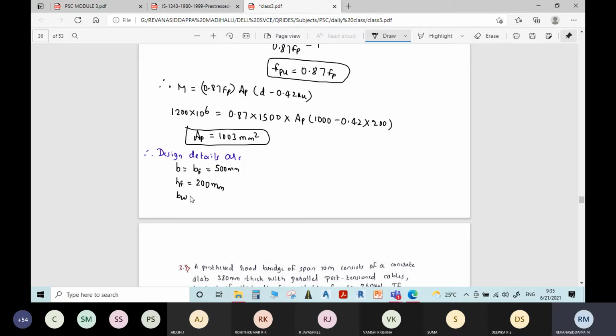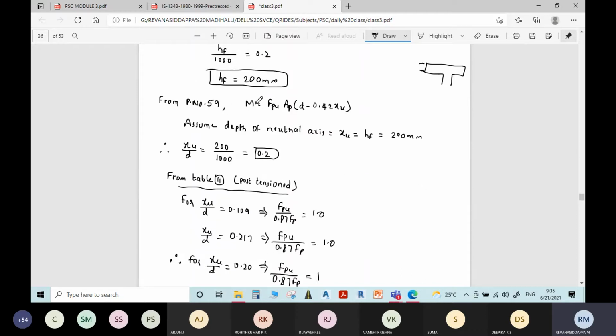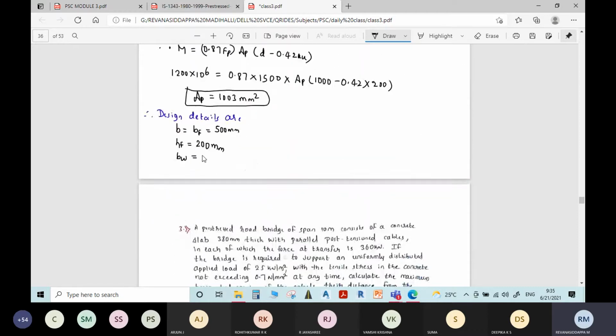Then width of web is equal to, how much we got? Width of web, BW, it is 125 mm, and effective depth we have taken as 1000 mm. You can give some 50 mm cover. Assume cover is equal to 50 mm effective cover. So the overall depth, if you want to calculate, it will be 1000 plus 50, 1050 mm.